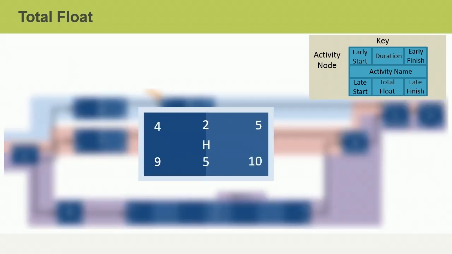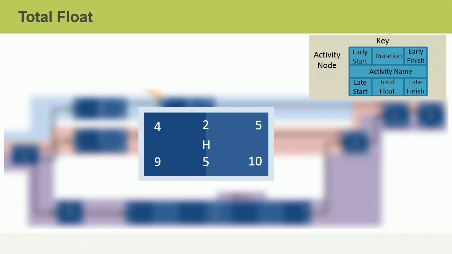In order to determine the float, you subtract the early finish from the late finish. You can also subtract the early start from the late start. Either way, you will get the same answer. If you subtract the early finish of 5 from the late finish of 10, the answer is 5. Or if you subtract the early start of 4 from the late start of 9, you get the same answer, 5. Place 5 in the lower center of the activity to represent the float.